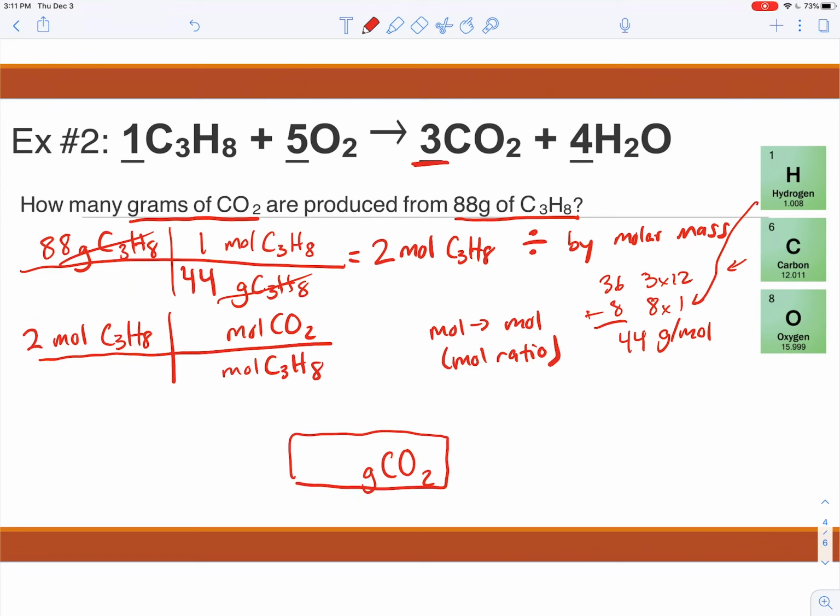So again, the mole ratio comes from the coefficients. So I've got 3 carbon dioxides for every 1 propane. So I'm going to put 1 propane on the bottom, 3 carbon dioxides on top. 2 times 3 gives me 6 moles of carbon dioxide. Okay. So let's take that number now.